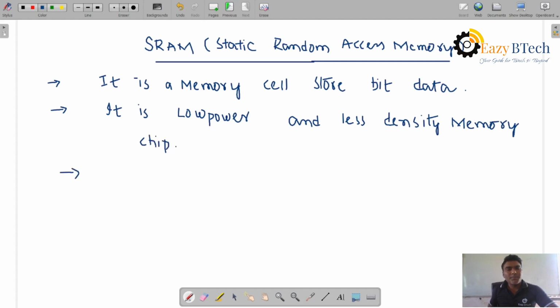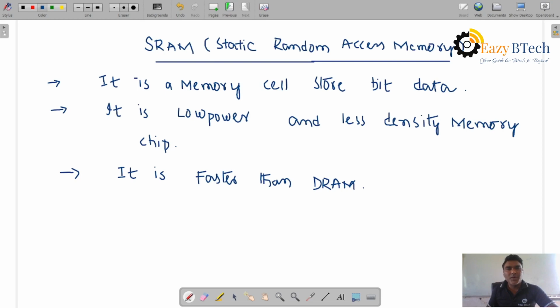It is faster than DRAM, right? When we use data, the memory space, so whatever we are storing the data, it will be faster than the DRAM and occupies less space, right? It is one of the memory of the RAM, static RAM, right?